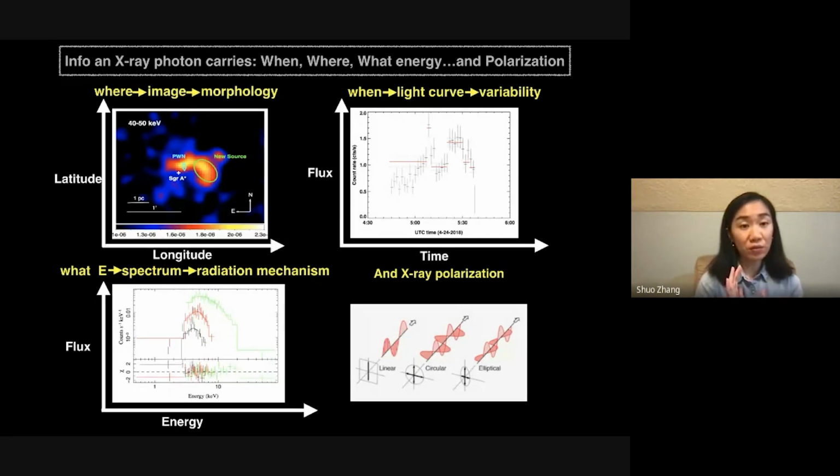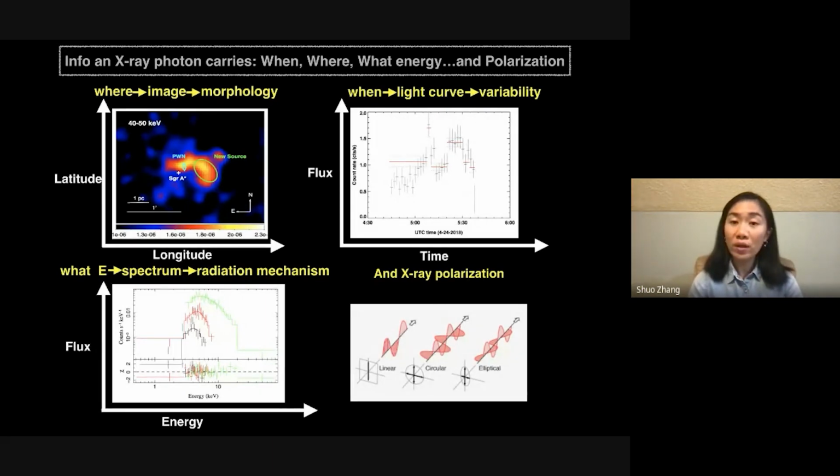Now let's start with where the photon hits the telescope detector. From this information, we will be able to construct a sky image using some sort of coordinates, galactic coordinates or maybe other coordinates, so that we can clearly see where this source is and what this source looks like, the so-called morphology study. We are able to tell whether it's a point source or whether it's extended, diffuse, with some particular shape.